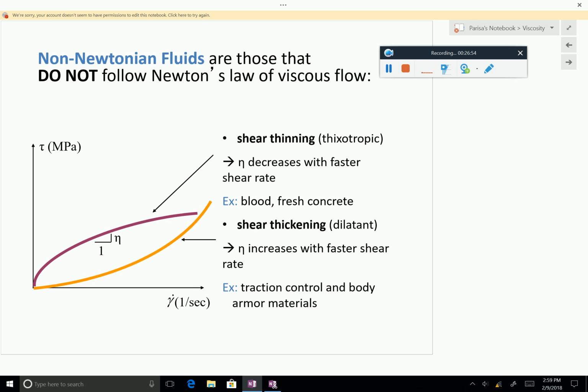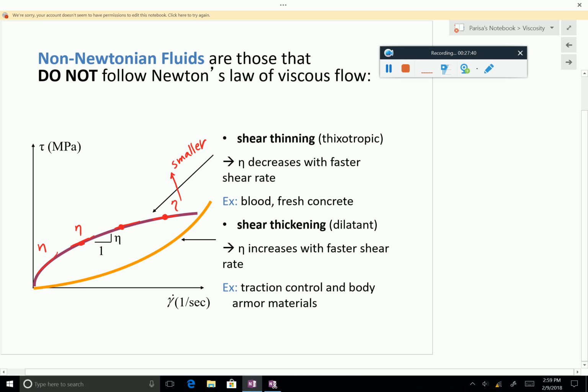So the stress versus the strain rate may look like, for example, this kind of reddish curve. No, it's more like purple. So in this case, you see as you increase the strain rate, if I draw a small tangent to the curve and I calculate eta, the eta becomes smaller and smaller. The slope becomes smaller and smaller. So this is a behavior which is called shear thinning. This is common, for example, to concrete, fresh concrete has this kind of behavior.